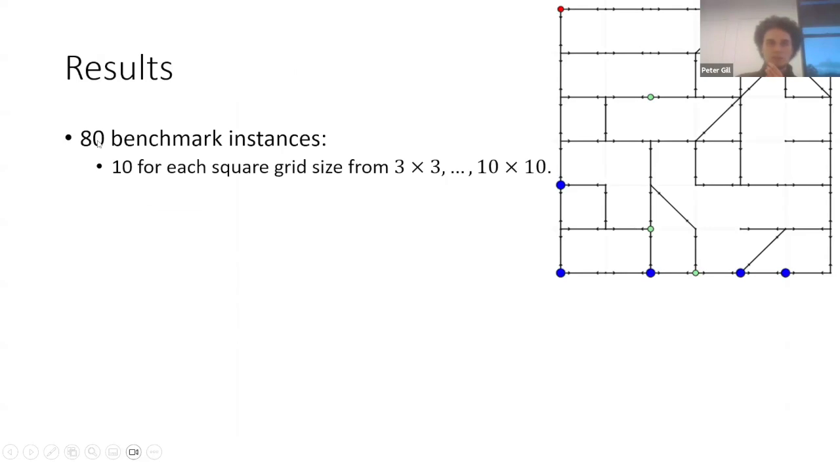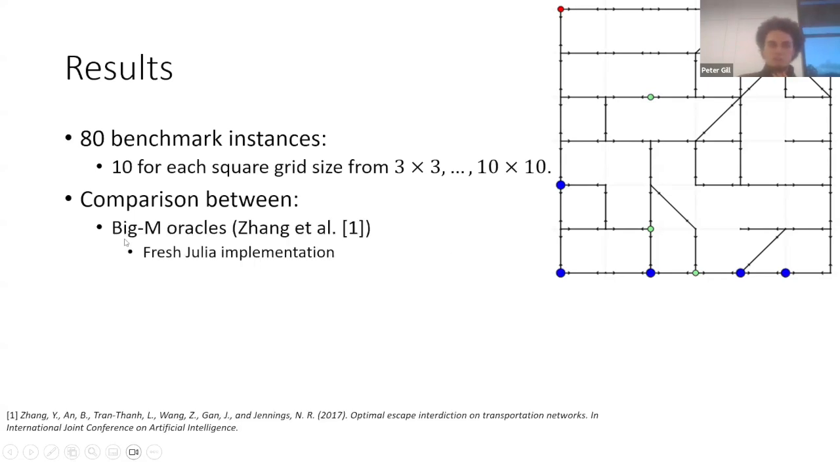And so our computational results: we looked at 80 benchmark instances, 10 instances for every single square grid size from 3x3, 4x4, and so on, until 10x10. So here's a typical example on the right there. And we compare between three different algorithms. One was the big M oracles that we saw earlier, the big M mixed integer linear program formulations. And I did a fresh Julia implementation, Julia the programming language.